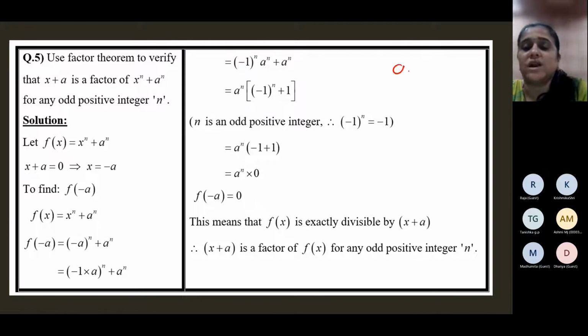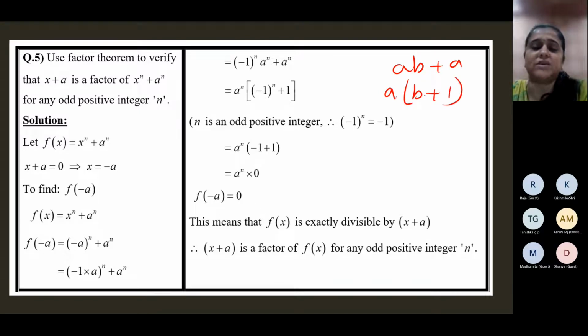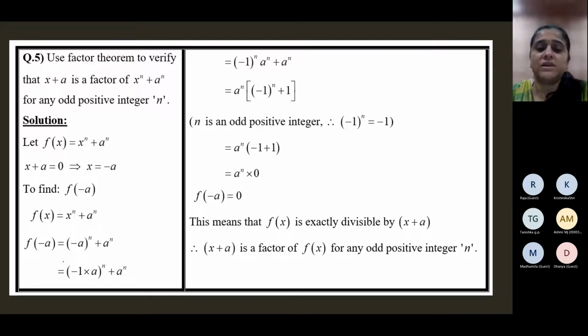Now see, if you have AB plus A, what will you do? You will take out A common and then you will write B plus 1. Same thing we are doing. Similarly, this one is common here. So you must write this in the bracket. Plus, and this is outside common. So 1. Then now it's easy to evaluate the value of minus 1 to the power n.